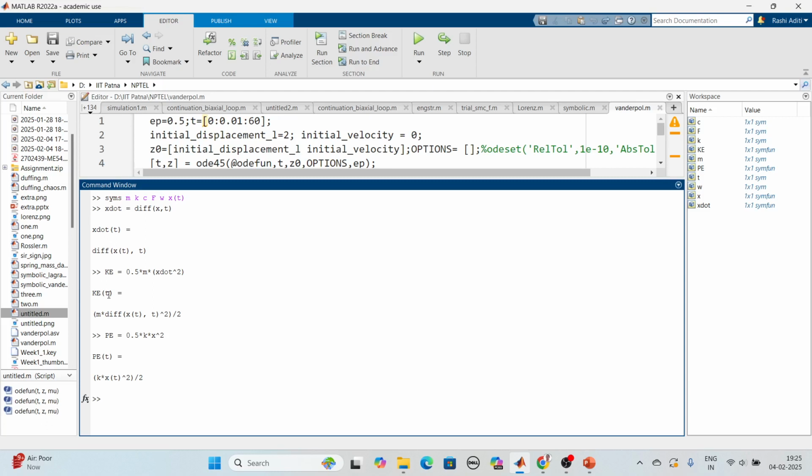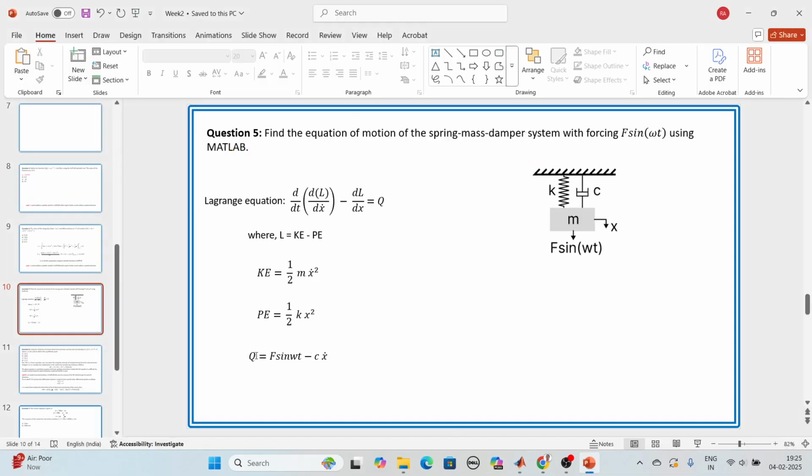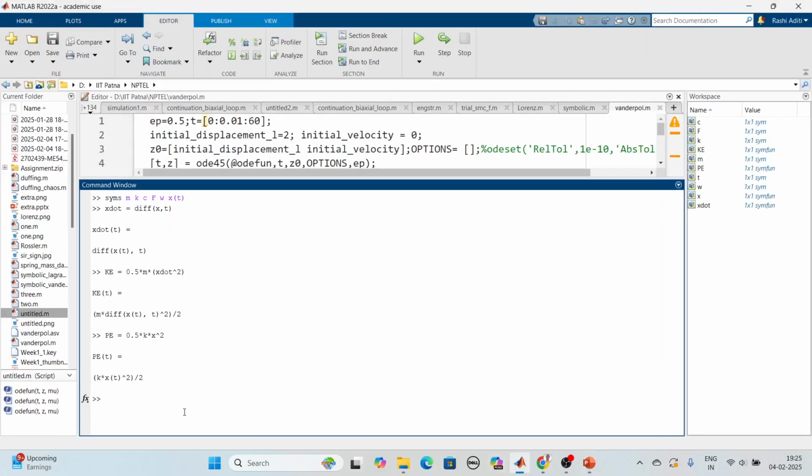Now I think I should define my generalized force, which you can see over here. So my generalized force would be what? Q is equal to F into sin(w into t) minus c into x dot. We'll put an enter.